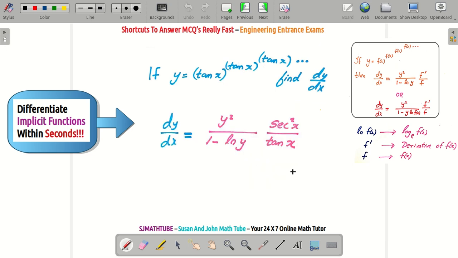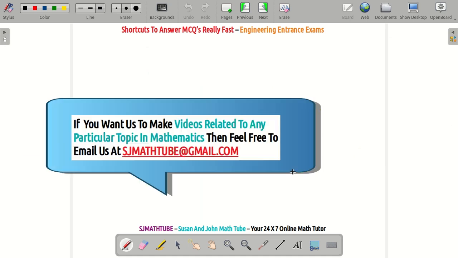So I hope you enjoyed all the tricks, and today's tricks were related to differentiating implicit functions within seconds. But you need a lot of practice. Take any book which you like and try to use these shortcuts for those problems.